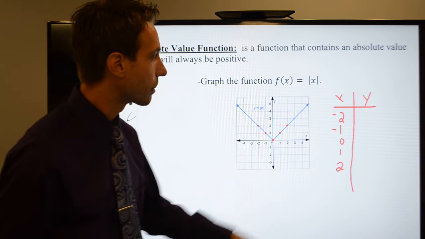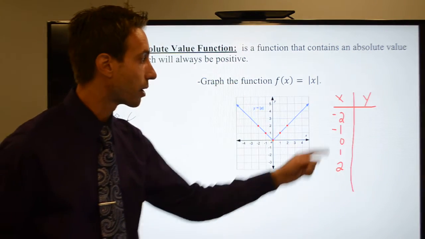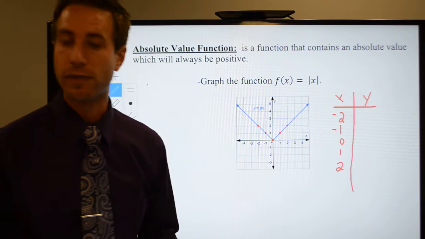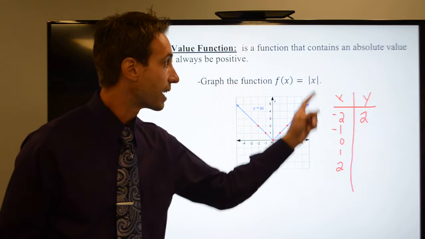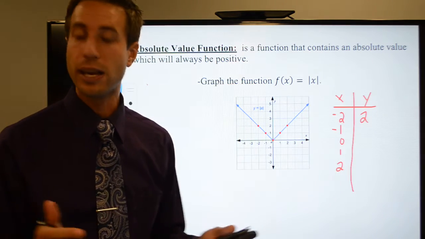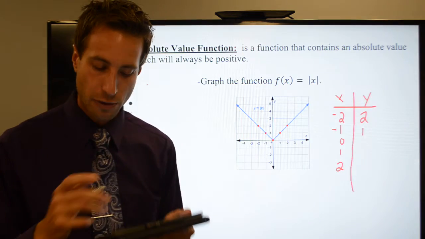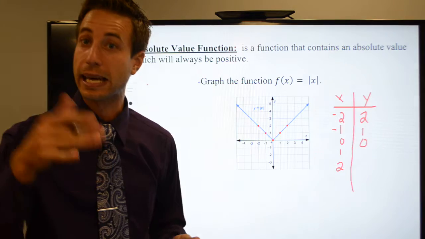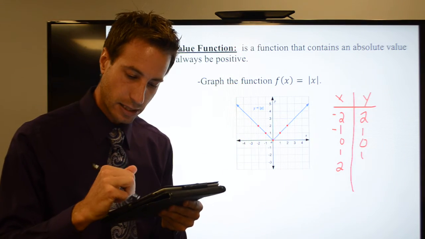Now I'm going to take these values for x and plug them into my function. So I plug a -2 into the absolute value of x. You take the absolute value of a -2, that's right, you get 2. Plug a -1 into the absolute value, and you get a +1. Plug 0 into the absolute value of x, and you get 0. Plug in a 1, and I get a +1 again. Plug in a 2, I get a +2.